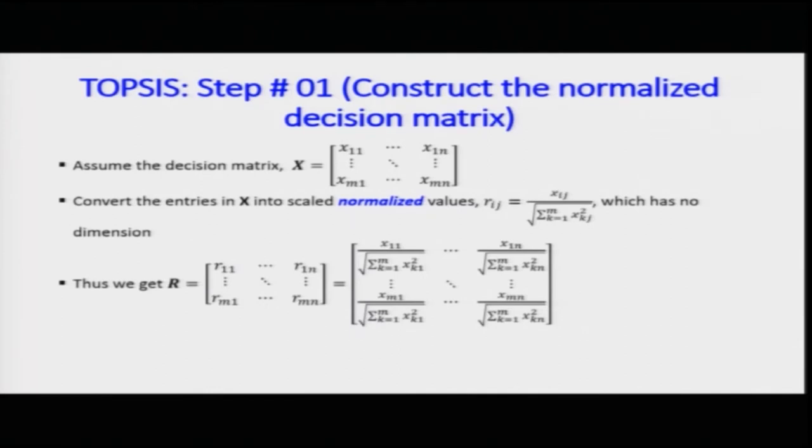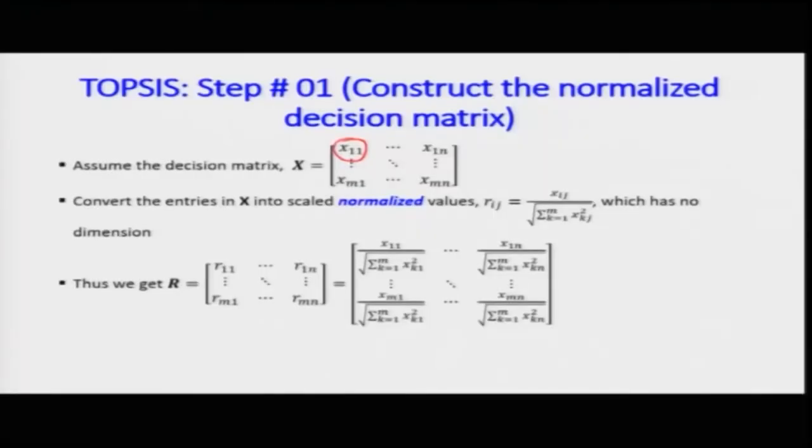We are using a very simple normalization concept, which is xij divided by the square root of the sum of the squares of these values for each and every cell. Each cell would be normalized either row wise or column wise. Say, for example, I want to find the normalized value for x11. I can either do the normalization along the first column or along the first row.